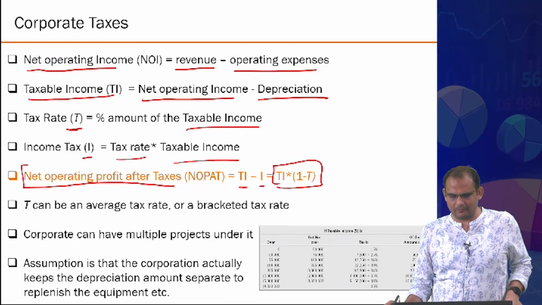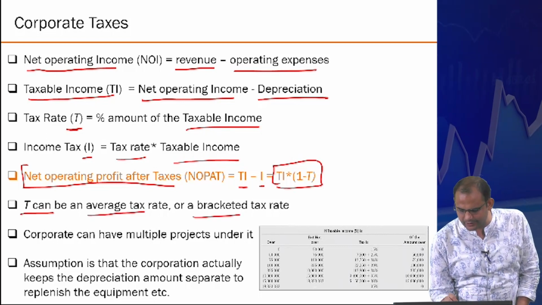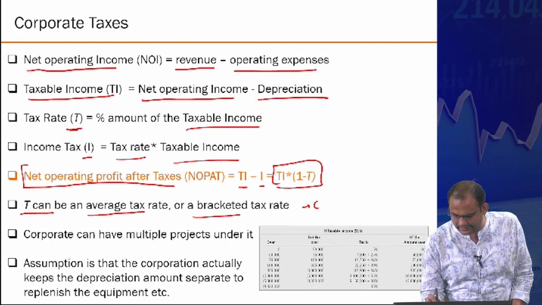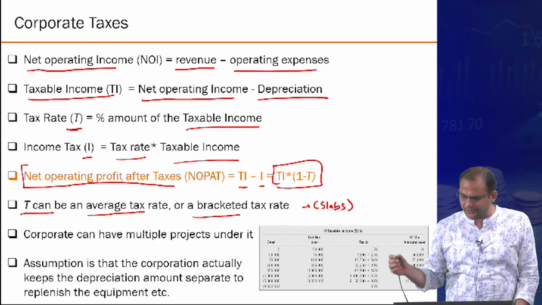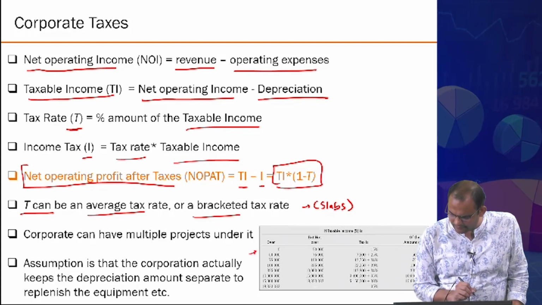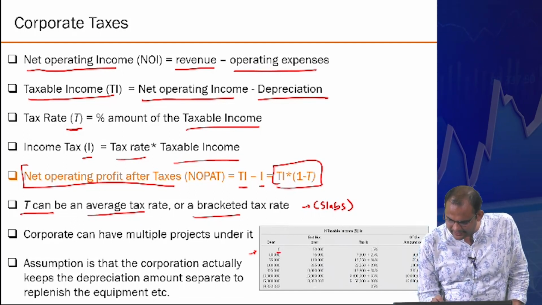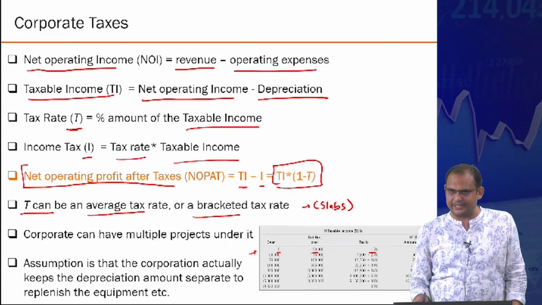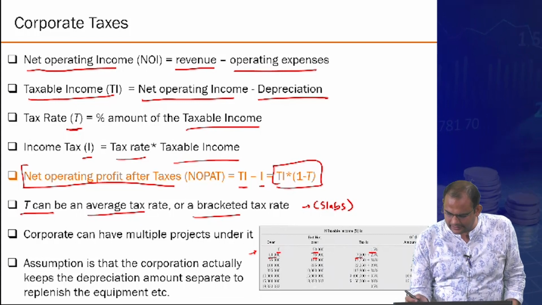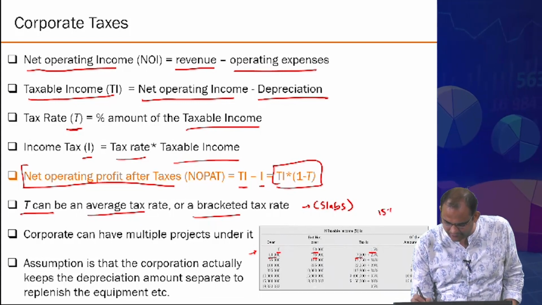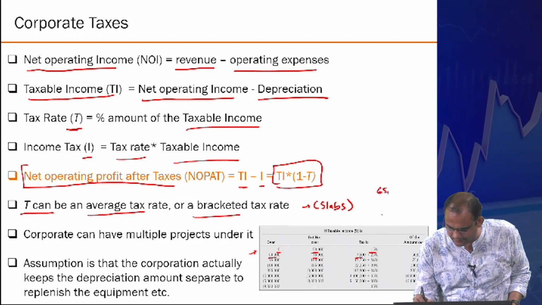Make sense? Right? Now, as I mentioned, the T can be an average tax rate or it could be a bracketed tax rate, or in India we use the term slabs, tax slabs. So here just an example is given to you. I think I've taken this from a book and it could be a US system. What it says is that between 0 to 50,000, the tax is 15%. Between 50,000 to 75,000, the tax is 25%. If your income is between 50 to 75,000, let's say your income is $65,000.